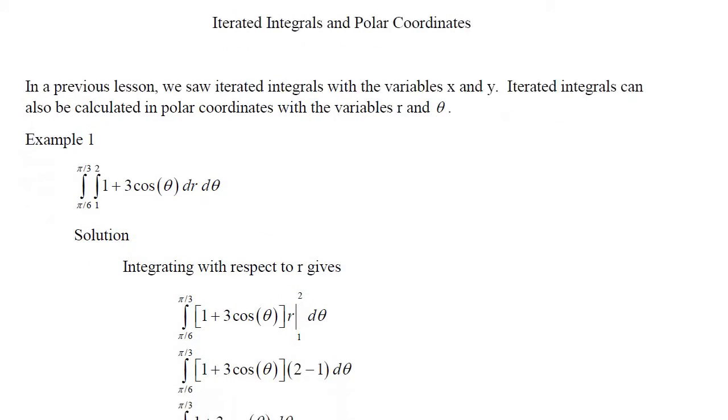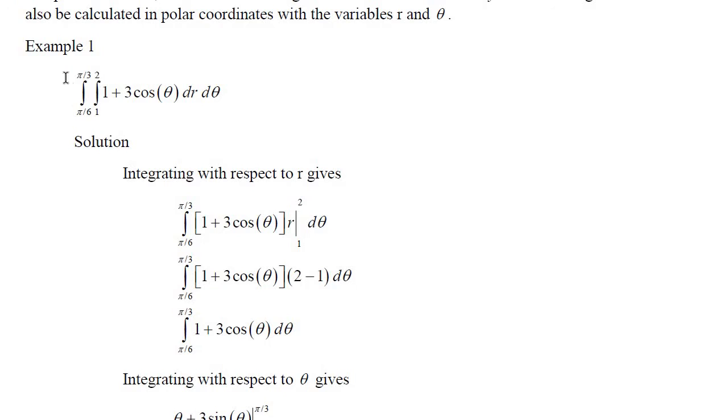In example 1, I have the integral from pi over 6 to pi over 3, the integral from 1 to 2 of 1 plus 3 cosine theta dr d theta. Integrating with respect to r, you'll notice this function doesn't have any r's in it, so I can treat it as a single constant, 1 plus 3 cosine theta. So it's going to be this constant times r. I get 1 plus 3 cosine theta times r, and then I have to evaluate this from r equal to 1 to r equal to 2.